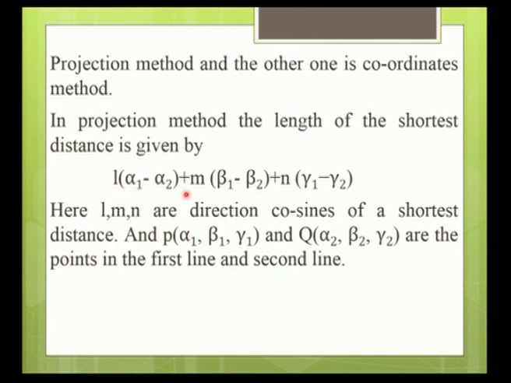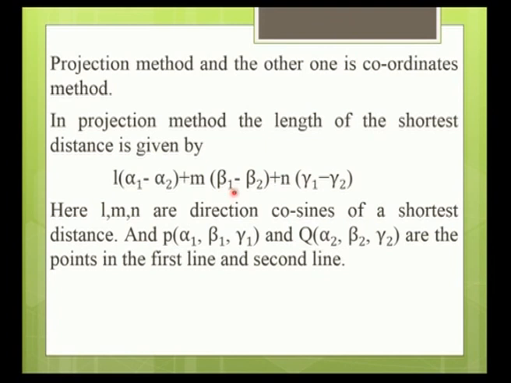Here l, m, n are the direction cosines of the shortest distance, and alpha 1, beta 1, gamma 1 and alpha 2, beta 2, gamma 2 are the coordinates of the two points present in the first and second line. So in the projection method, this is the formula used to find the shortest distance between two lines. Let us apply that concept in this example.